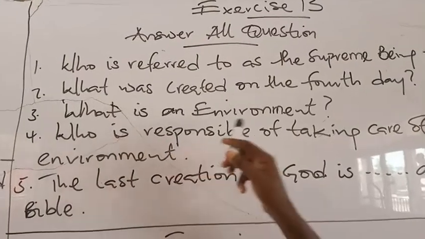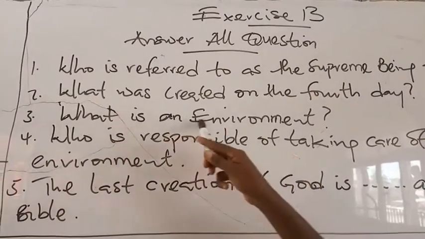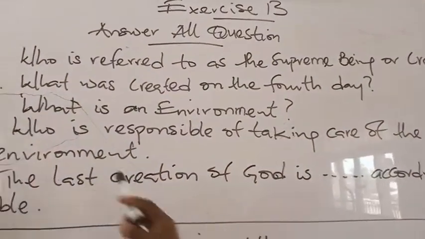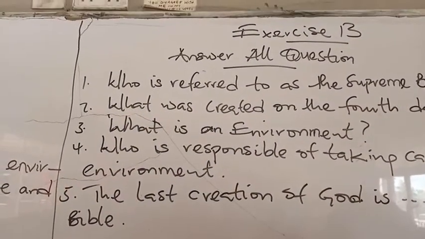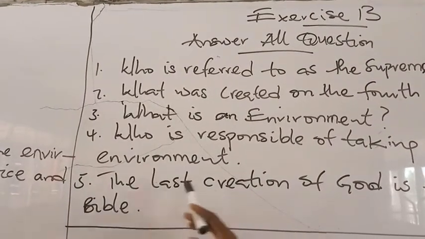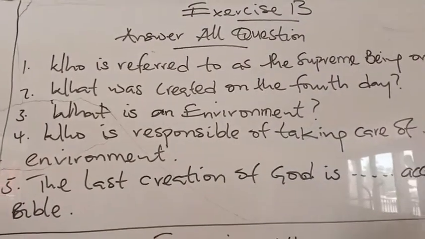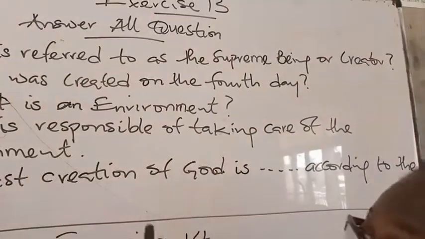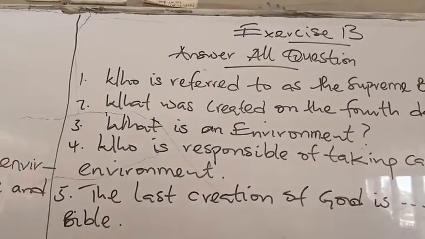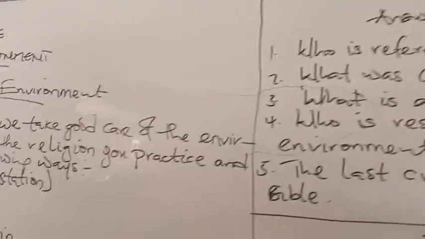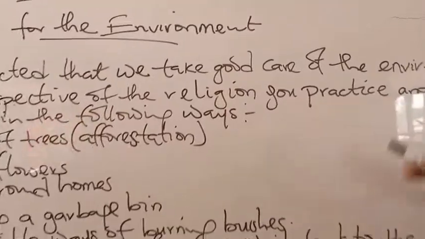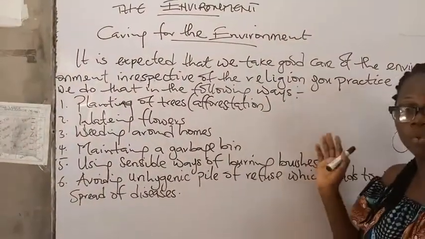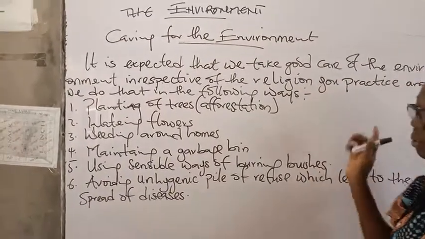Number 3, what is an environment? Number 4, who is responsible for taking care of the environment? Number 5, the last creation of God according to the Bible. These questions are all based under the topic of environment. You can go back to your previous lessons and this present one, and you'll be able to answer the questions. They are very simple. They are number 1 to number 5.